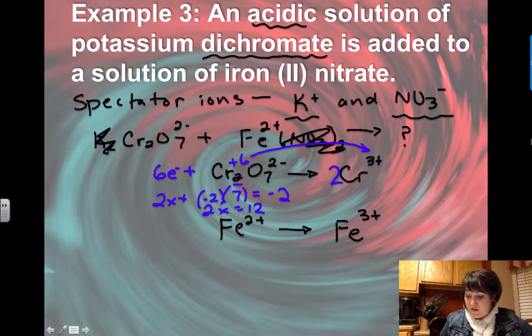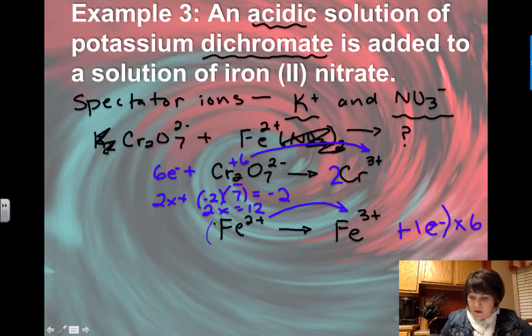How many electrons is that? To go from a 2 to a 3, we had to lose just 1 electron, right? And 1 electron for each atom. The atoms are balanced, so we're good. But 1 and 6 are not the same. That's not a big deal. I'm just going to multiply the bottom equation by 6, and then I still have to take care of the oxygens up here.